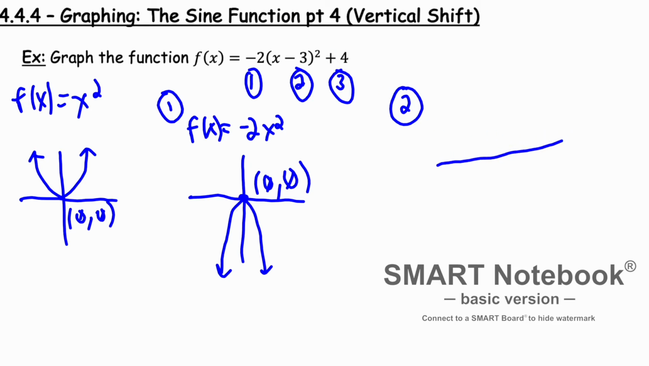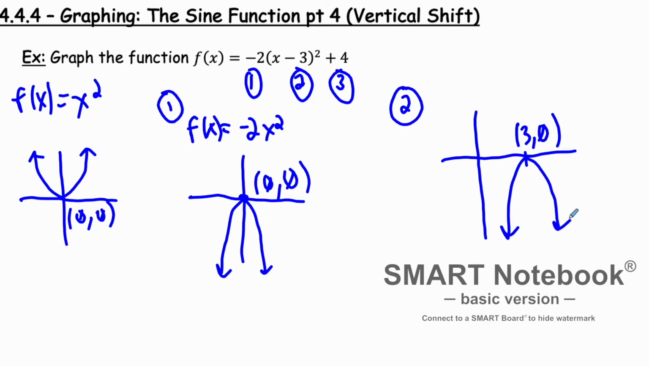Remember, the number associated with the x is the opposite of what we would think. So it's going to move it 3 units, but this is going to be 3 units to the right. So here's my point at 3, 0. It still has the same look to it, but it's just shifted over 3 units. We want to make sure that we put our equation here so we can represent what is exactly happening.